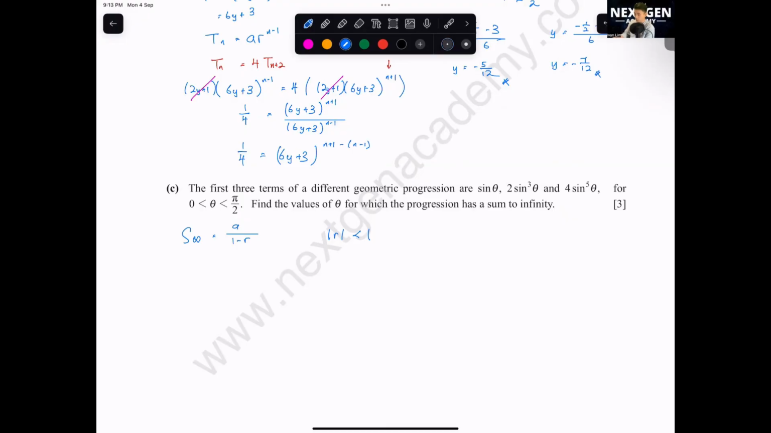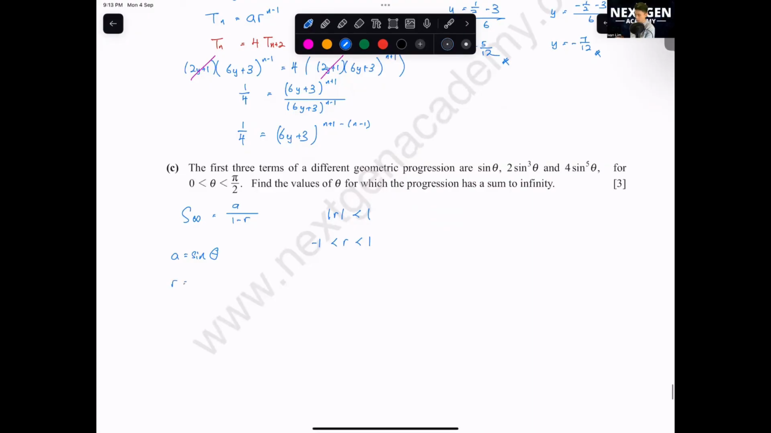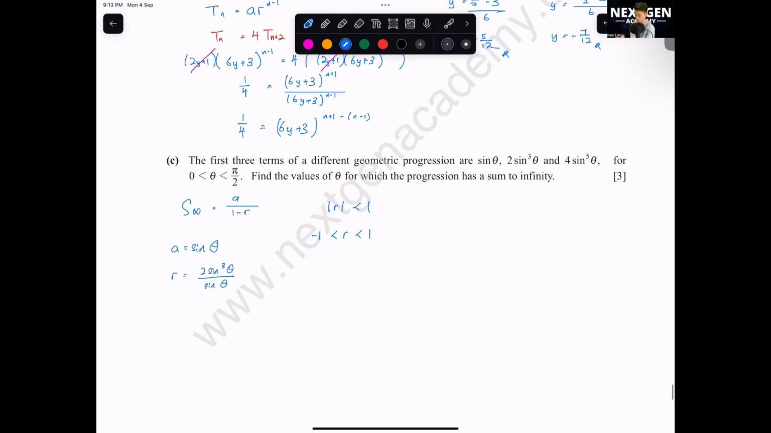Okay, what does this mean? You can expand it to become negative 1 less than R less than 1. Okay, what is R? We need to go find what's our R first. We see A is sine theta. In fact, we don't even need to find the sum to infinity. They're not asking us for that. We just need to find the R here. So R is 2 sine cube theta divided by sine theta, which will get 2 sine square theta.